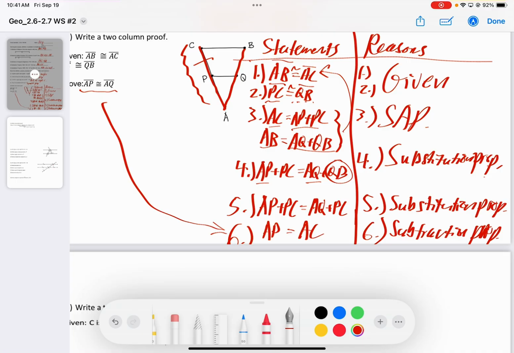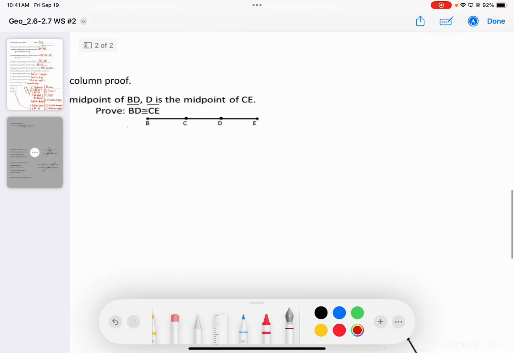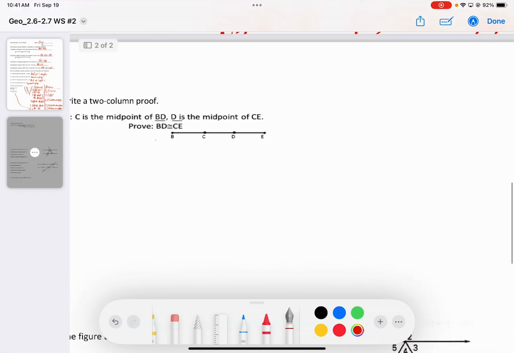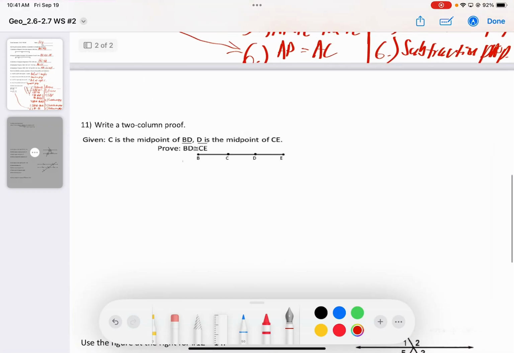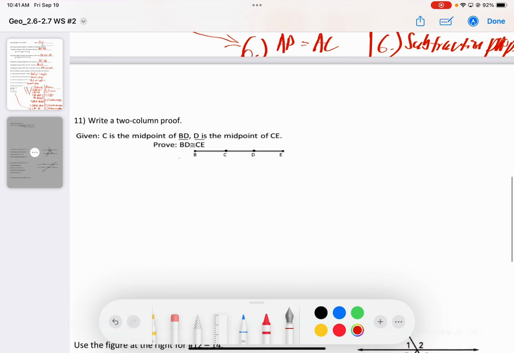All right, let's look at number 11. Ryan, you did number 11 for us? Yes. So we've got C is the midpoint of BD and D is the midpoint of CE. We want to prove that BD is congruent to CE. Ryan's proof is behind you guys, on the board back there.